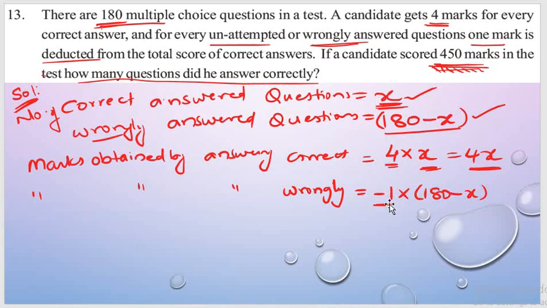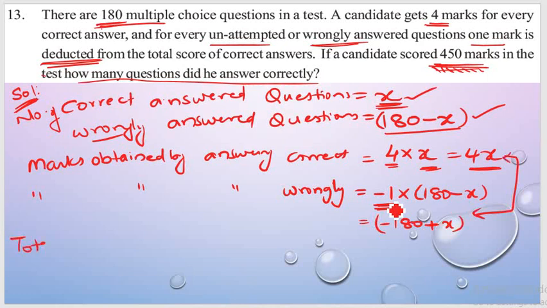So why have I written minus 1 here? Minus 1 is written here because the marks are getting deducted, and deducted means we need to subtract it. So from this, minus 180 plus x. These are nothing but the marks which are being deducted. Now the sum of these two gives me the total marks.